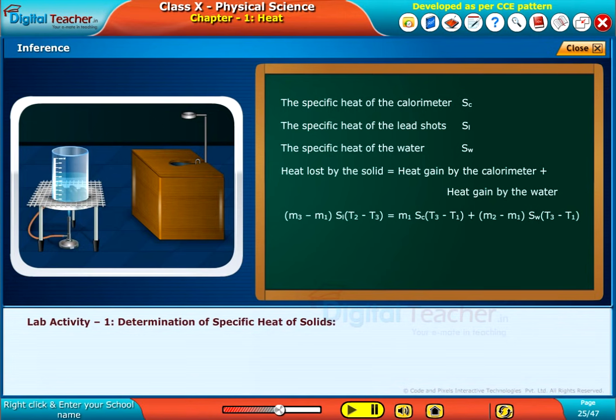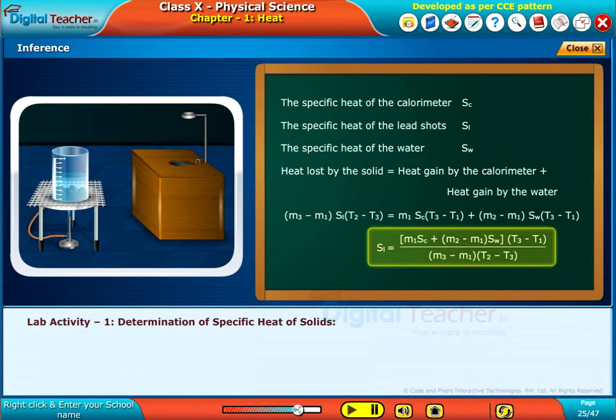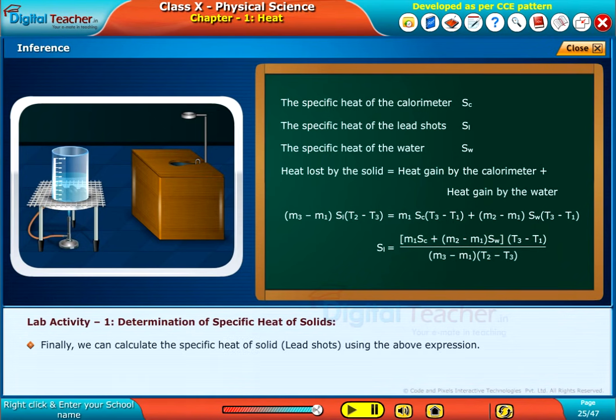(M3 minus M1) into SL into (T2 minus T3) is equal to M1 SC into (T3 minus T1) plus (M2 minus M1) into SW into (T3 minus T1). SL is equal to [M1 SC plus (M2 minus M1) SW] into (T3 minus T1) divided by (M3 minus M1) into (T2 minus T3). Finally, we can calculate the specific heat of the solid, lead shots, using the above expression.